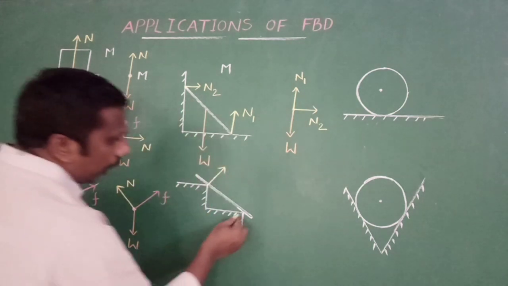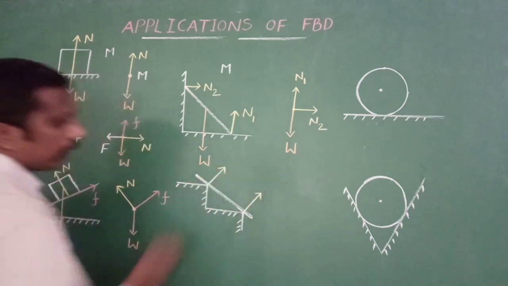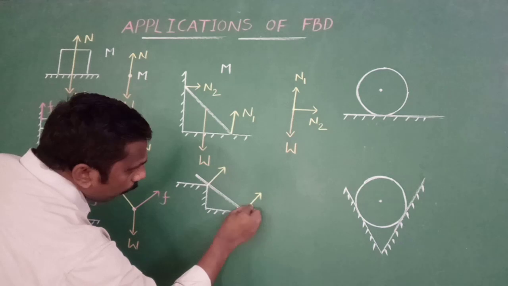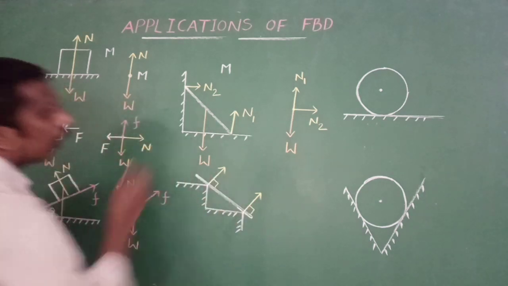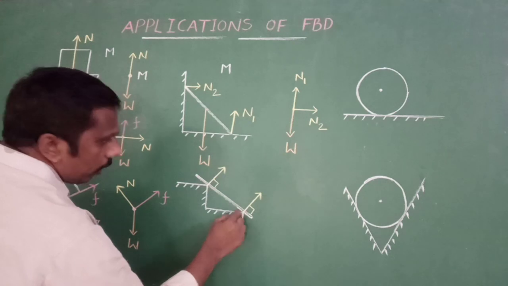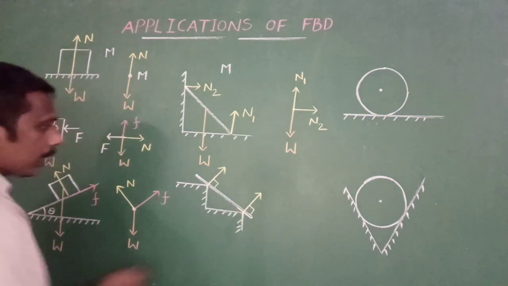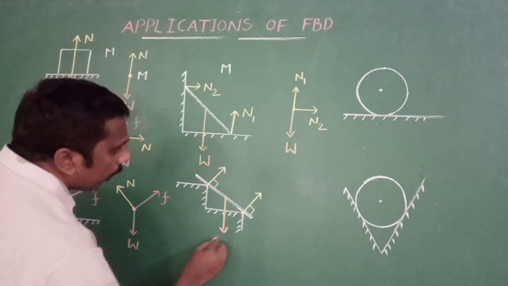This is one normal reaction. Here also another normal reaction acting like this. The angle between the normal reaction and the surface is equal to 90 degrees. The normal reaction will act from the contact surface, from this point of the surface. And its weight is acting vertically downward. Weight of the rod, W.